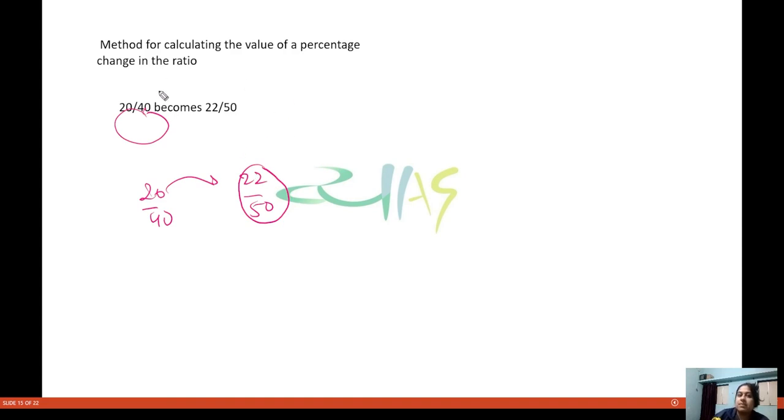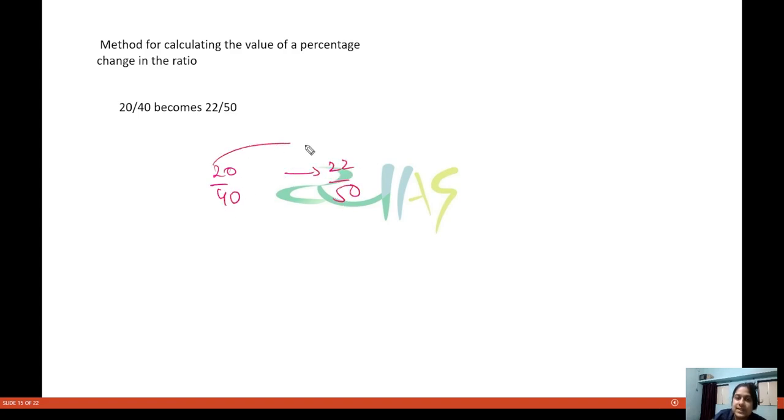So percentage change between 40 to 50 is 10 divided by 40 into 100. Because you know 40 to 50, the difference between 50 and 40 is 10. And 10 divided by 40 into 100, so 0 and 0 cancel. This is coming to be 25%. So 40 to 50, you are getting an increase of 25% in the denominator.